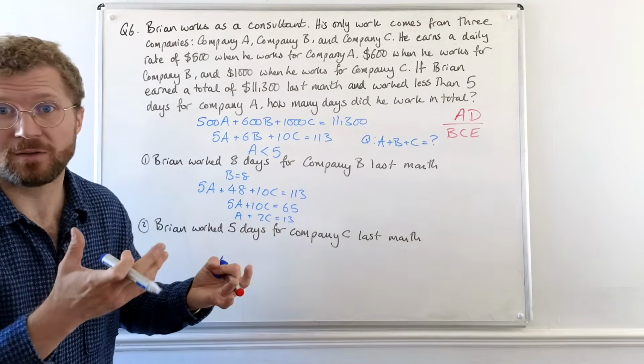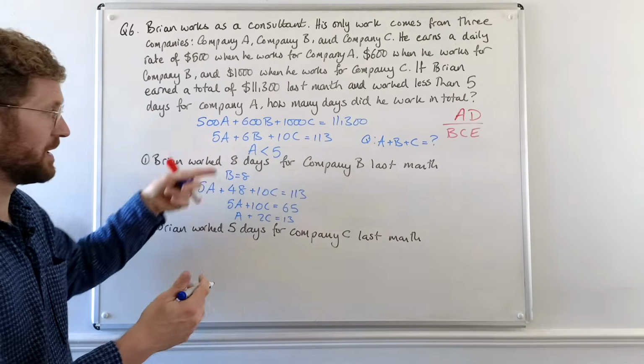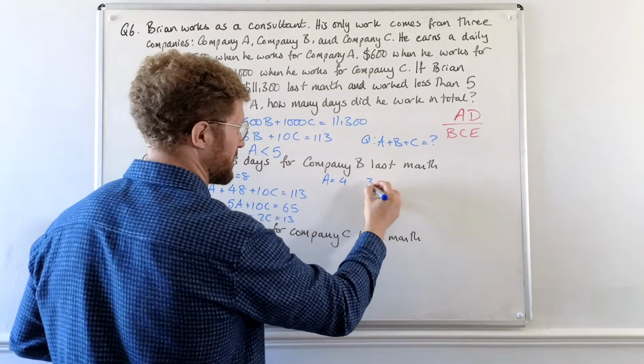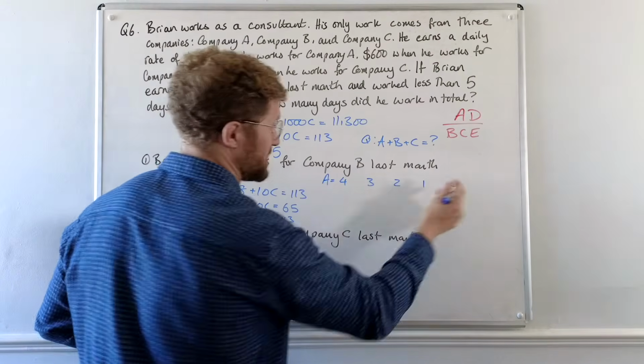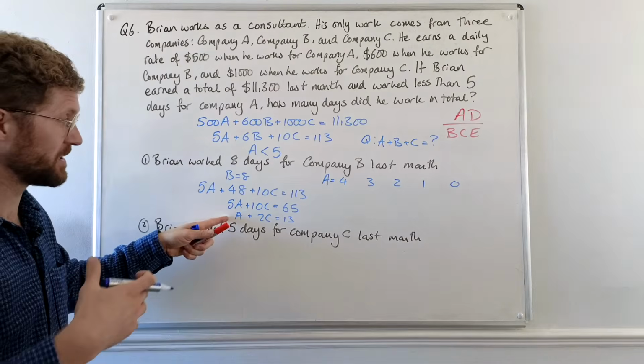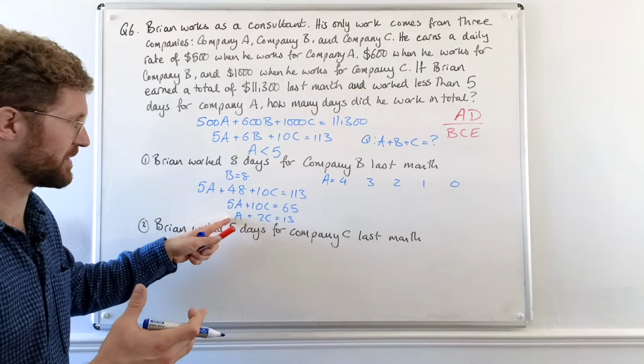Right now, on the surface of it, this doesn't look sufficient, but I've got this limitation here. A is less than 5, so A could really only be 4, 3, 2, 1, or 0. Brian might not have worked any days at all. And when I plug that into this, I might be able to get one and only one solution for C. We need to check this out.